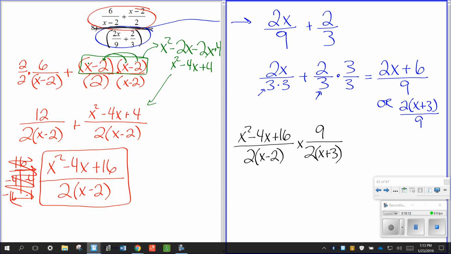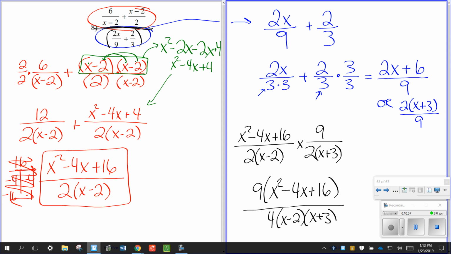And when we do that, let's see, is there anything that will cancel out or divide out? No. 9 divided by 4, that's just 9 divided by 4. So we're left with 9 times x squared minus 4x plus 16 over 2 times 2 is 4 times x minus 2 times x plus 3.